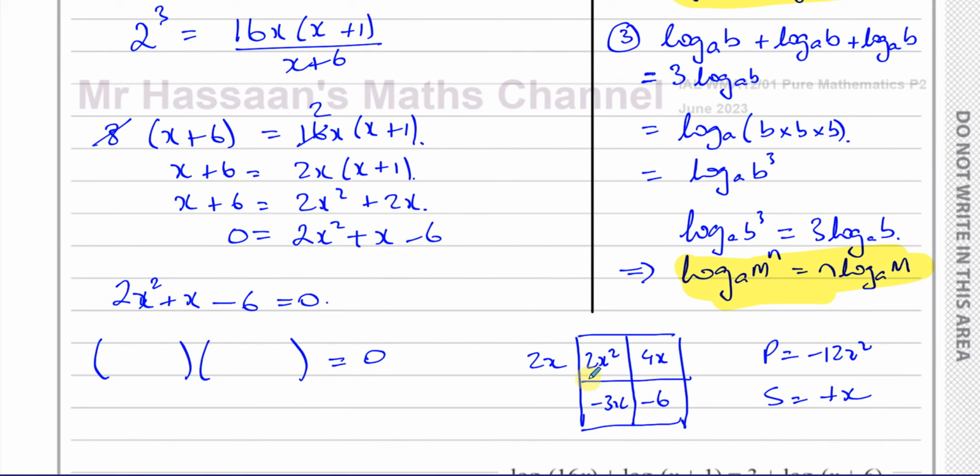I can just say, okay, this box here, its area is 2x squared. So 2x times x must have given us 2x squared. And this box here, its area is 4x. 2x times 2 gave us 4x. And this box here, its area is negative 3x. x times negative 3 gives us negative 3x. So we end up with 2x minus 3 and x plus 2 as our factors.